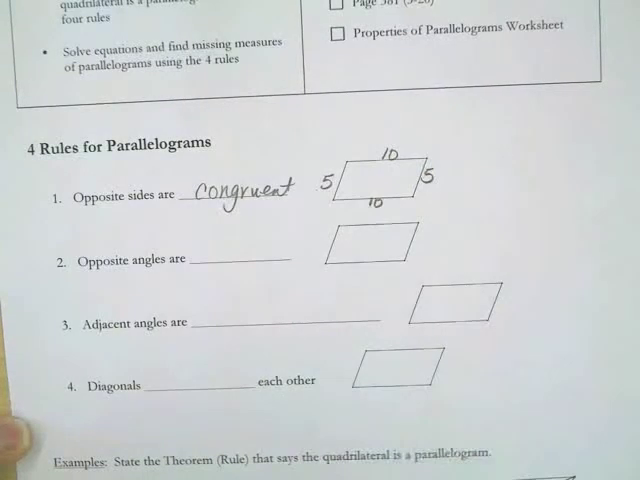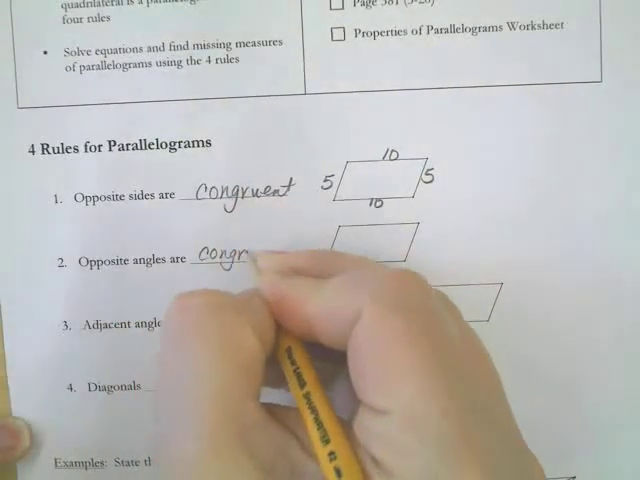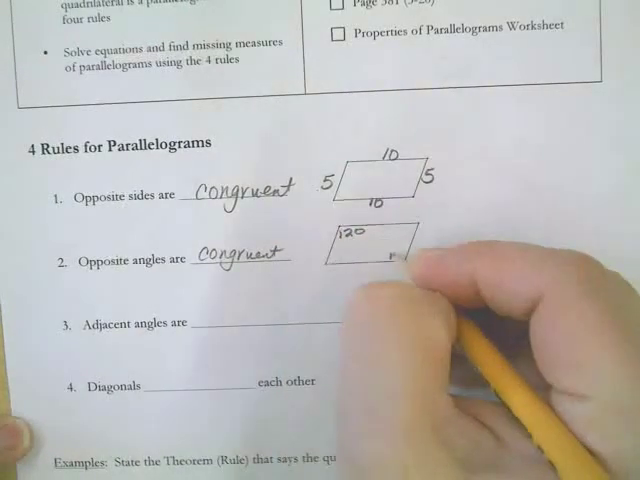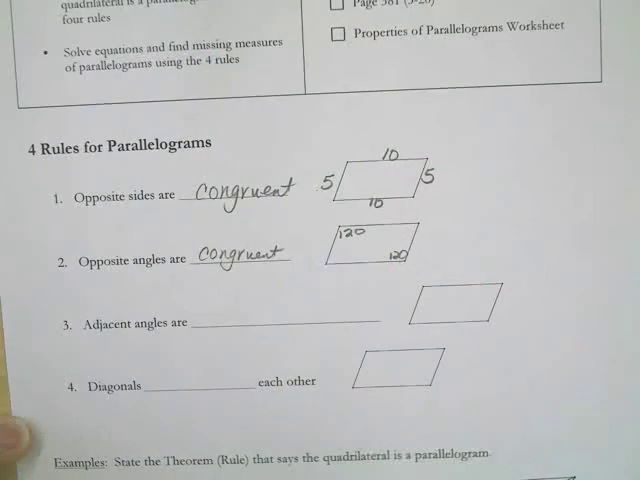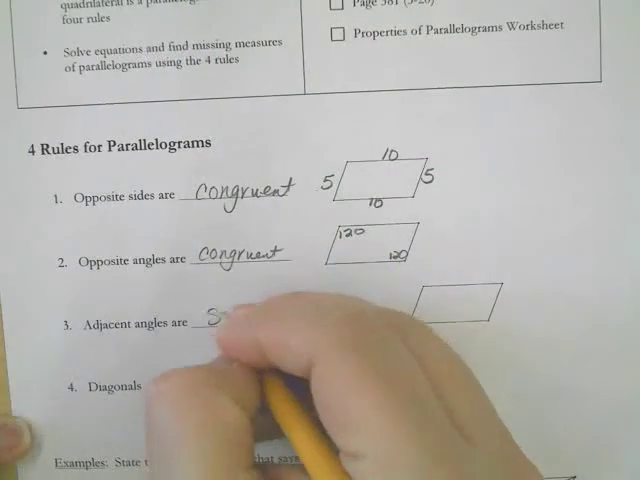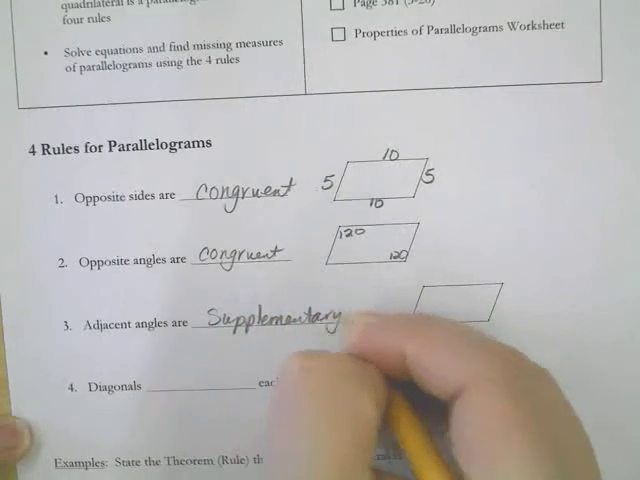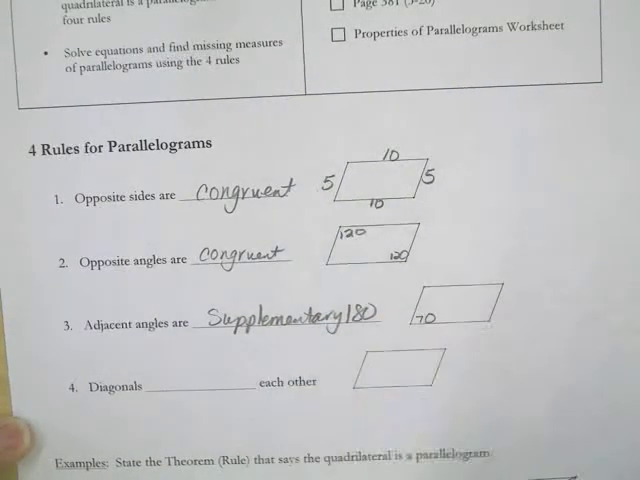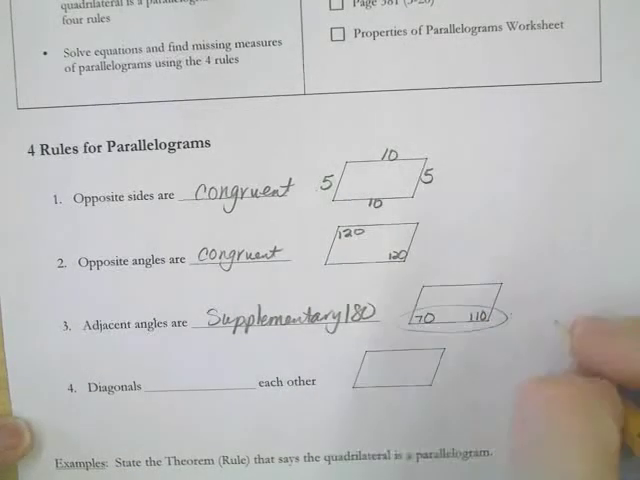The next one says that opposite angles are congruent. So if this one on the top right is 120, this one down here on the top left is 120, the bottom right is 120. The next one was that adjacent angles are supplementary. Again, that's 180. So if I say that this one's 70, then this one has to be 110 because they're next to each other and they have to equal 180.